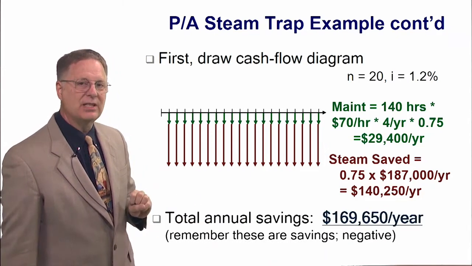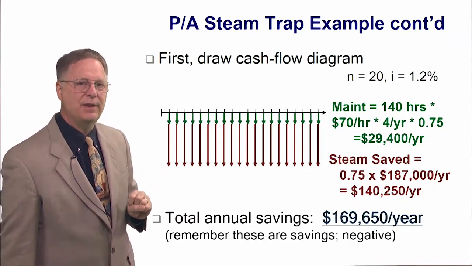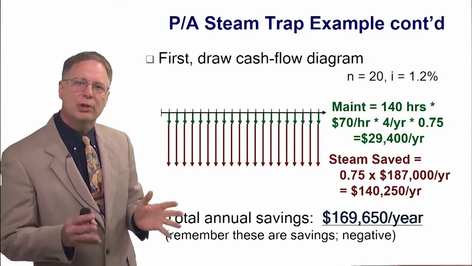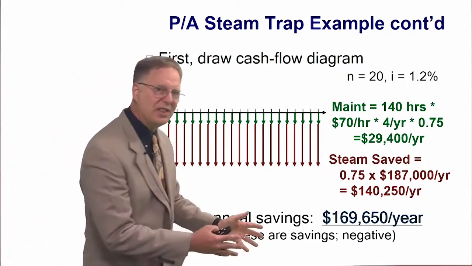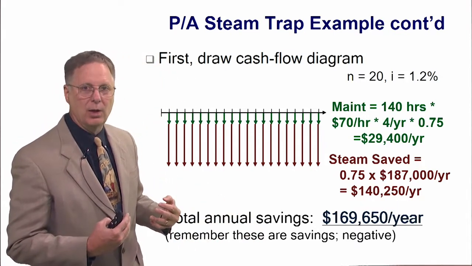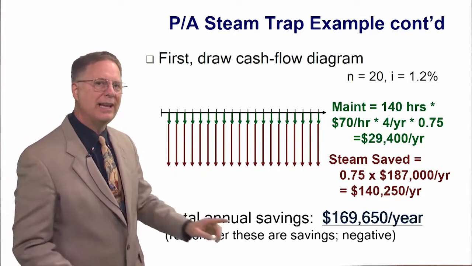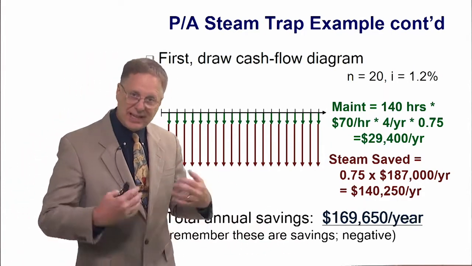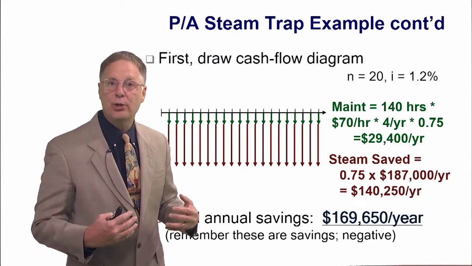So the annual savings is $169,650 each year. And remember, the good news is that these are the things, the money we're recouping, which means in our overall equation, they are negative. We consider savings and revenues to be negative.